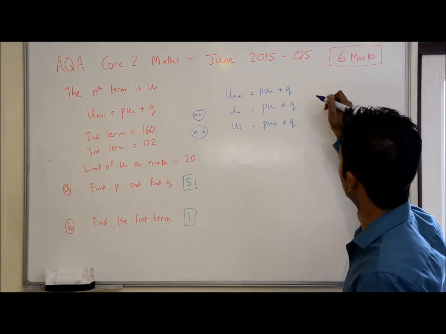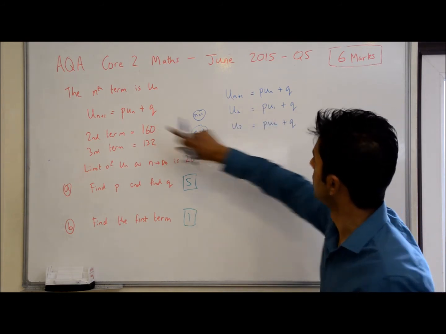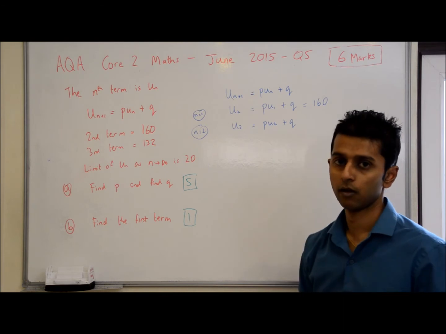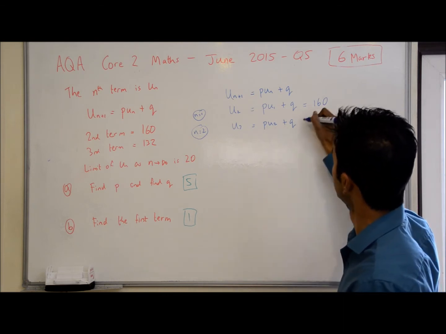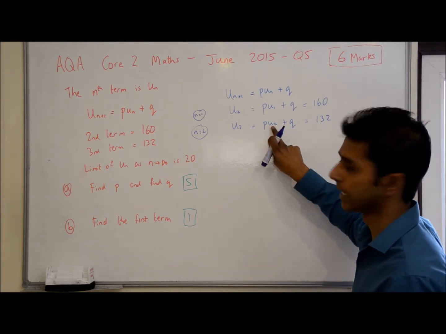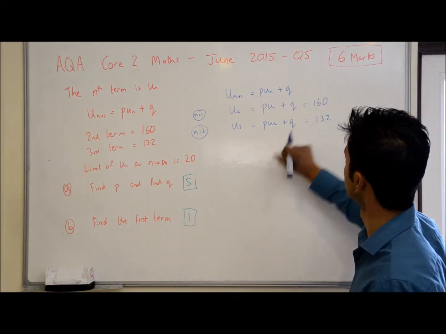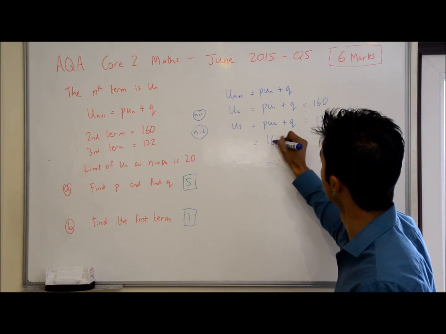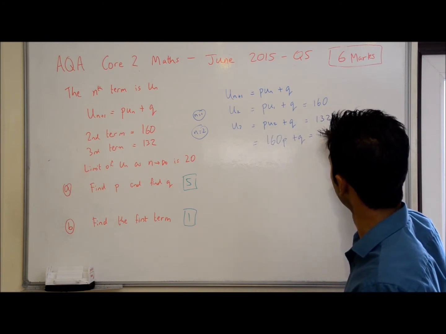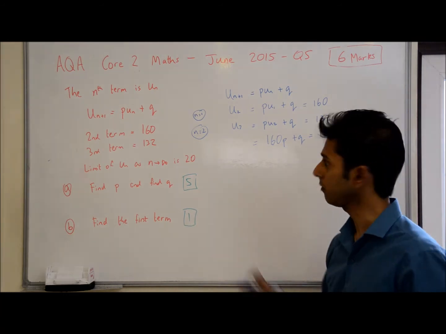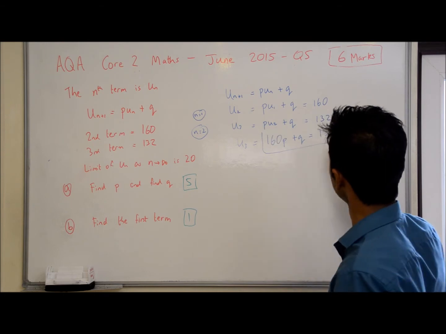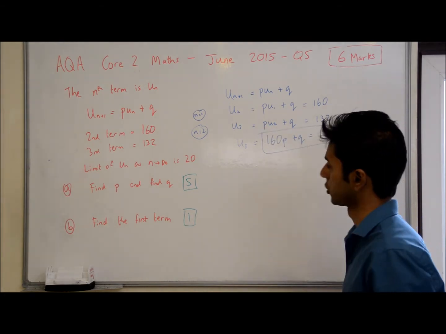Now, we know that the second term is equal to 160, so we can make this equal to 160. And the third term is equal to 132. The other thing that we also know is that u2 is equal to 160. So this becomes 160p plus q is equal to 132. Okay, so the equation for u3, this one's going to be quite useful to us. The first one not so much.